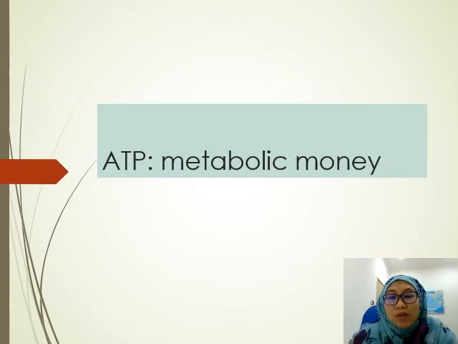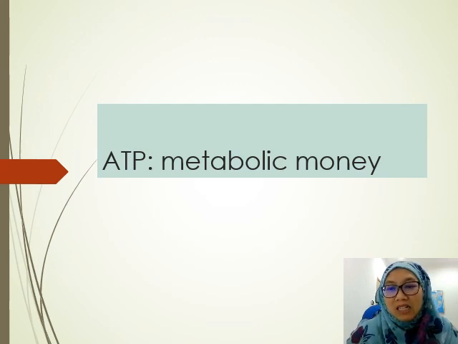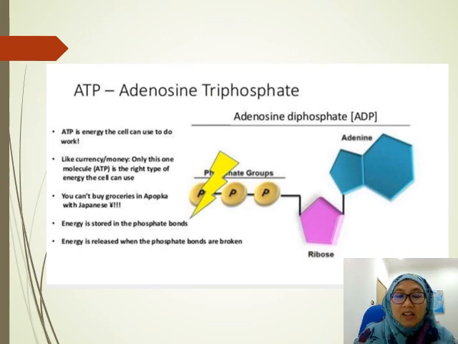Now we're going to look into the ATP molecule, which we call the metabolic money. Why is it called metabolic money? Because it is the source of energy. It's the currency for the chemical reactions in the cells. ATP is adenosine triphosphate. This is the structure of ATP. We have the nitrogenous base, here is adenine. And then we have ribose sugar, the pentose sugar here, and we have 3 phosphate groups.